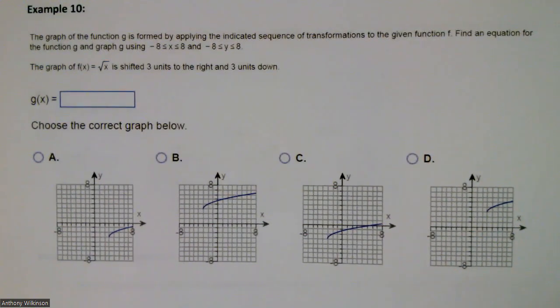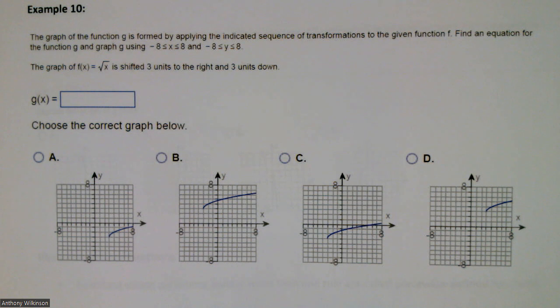All right, now let's look at this example here. The graph of the function g is formed by applying the indicated sequence of transformations to the given function f. Find an equation for the function g and graph g using these dimensions, so -8 to 8 for x and -8 to 8 for y. And they tell you that the graph of f of x equal to the square root of x is shifted 3 units to the right and 3 units down. We just need to find out what g of x is going to be.